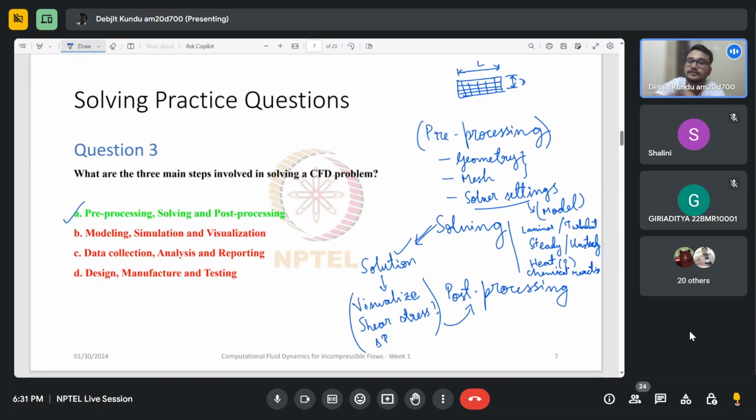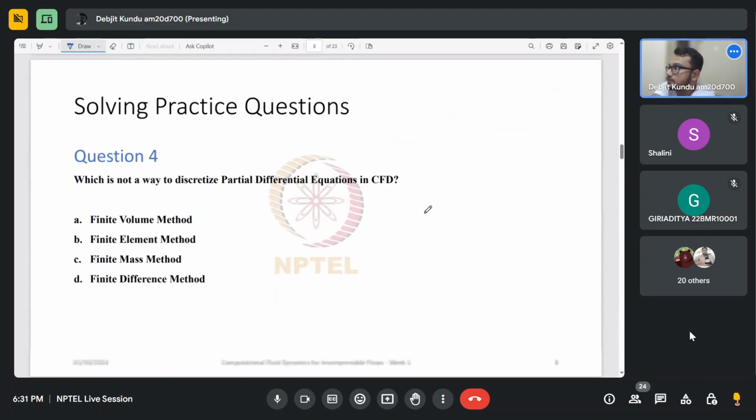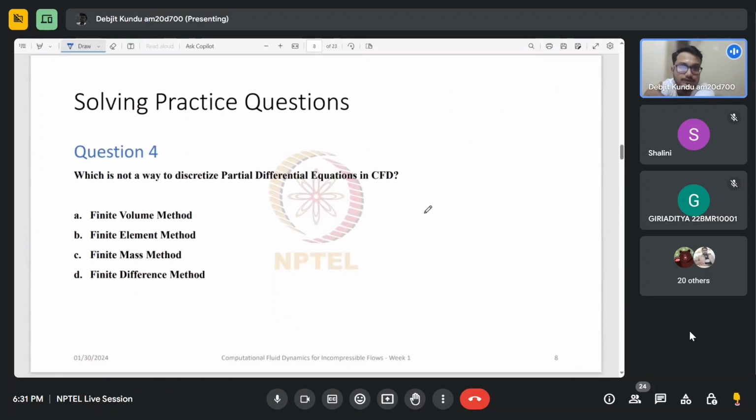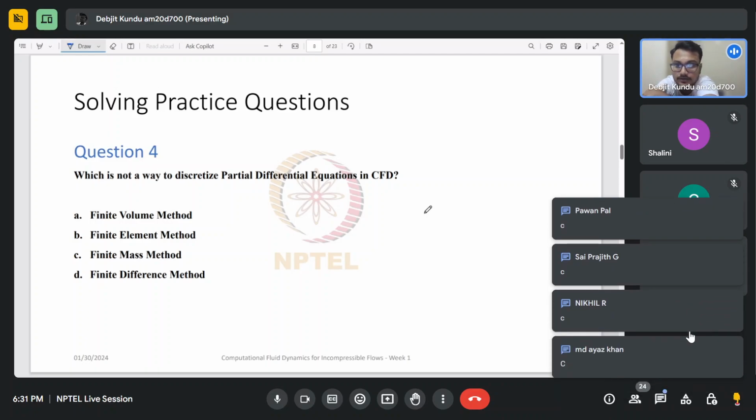No? Okay. So we will keep rolling, assuming that everything is clear. We'll move over to question number 4, which is asking us which is not a way to discretize partial differential equations in CFD. So is it option A, finite volume method, option B, finite element method, option C, finite mass method, or is it option D, finite difference method?